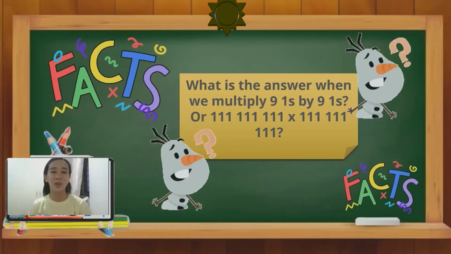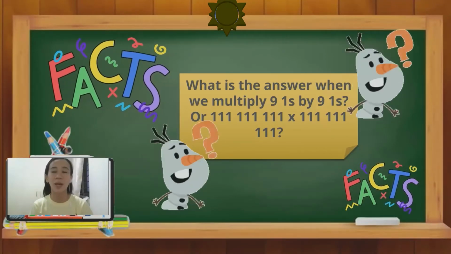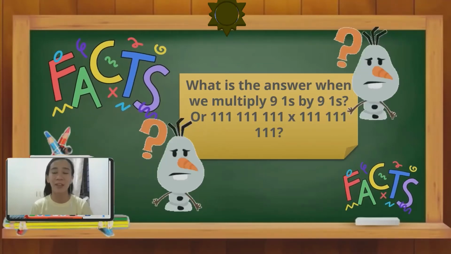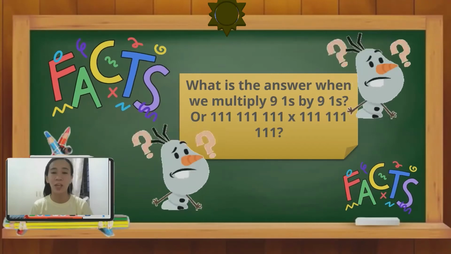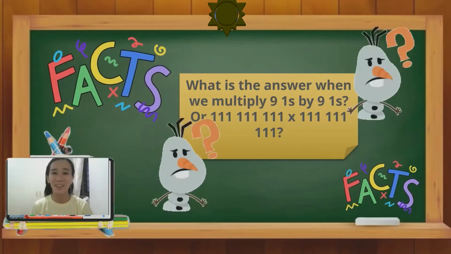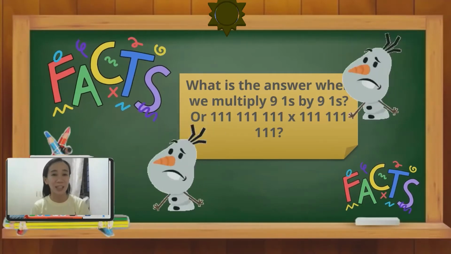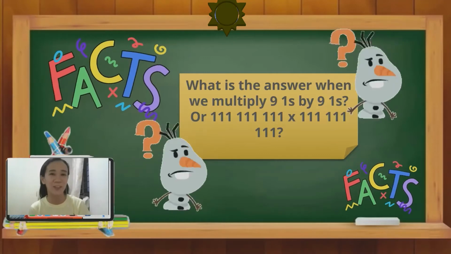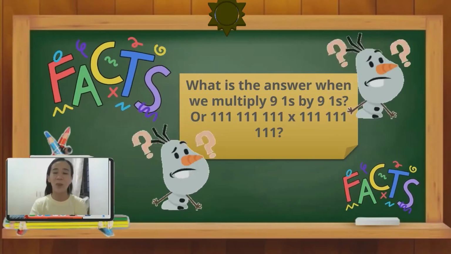What is the answer when we multiply 9 ones by 9 ones, or 111,111,111 times 111,111,111? Do you already have your answer, Guadans? Let us check your answer at the last part of this video. Come on, let's go back to our topic.